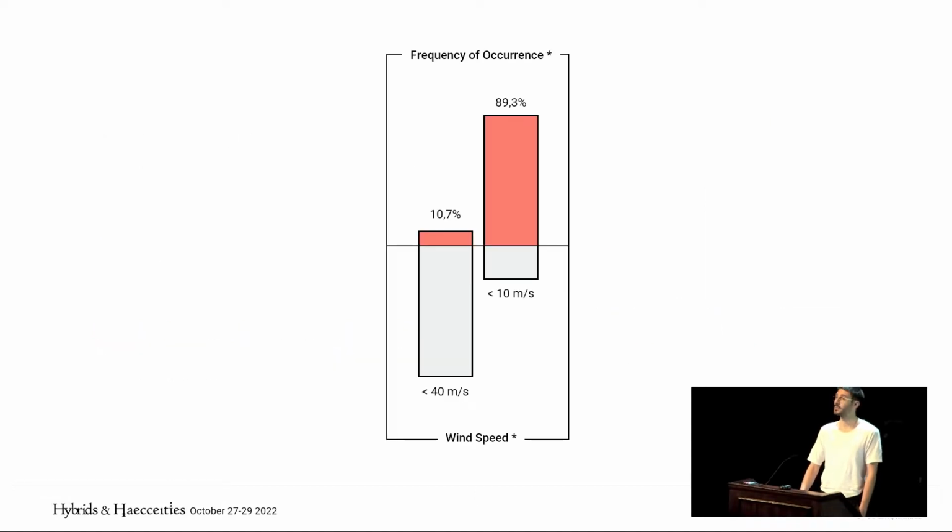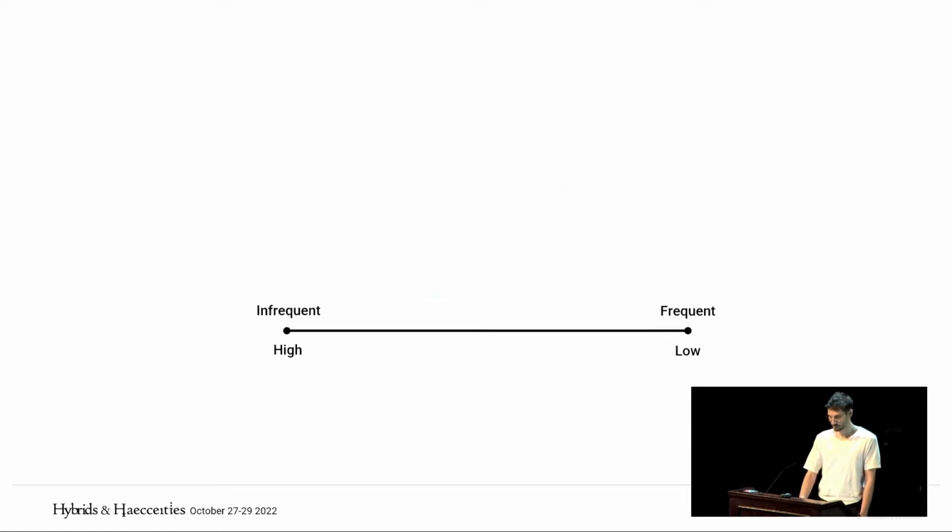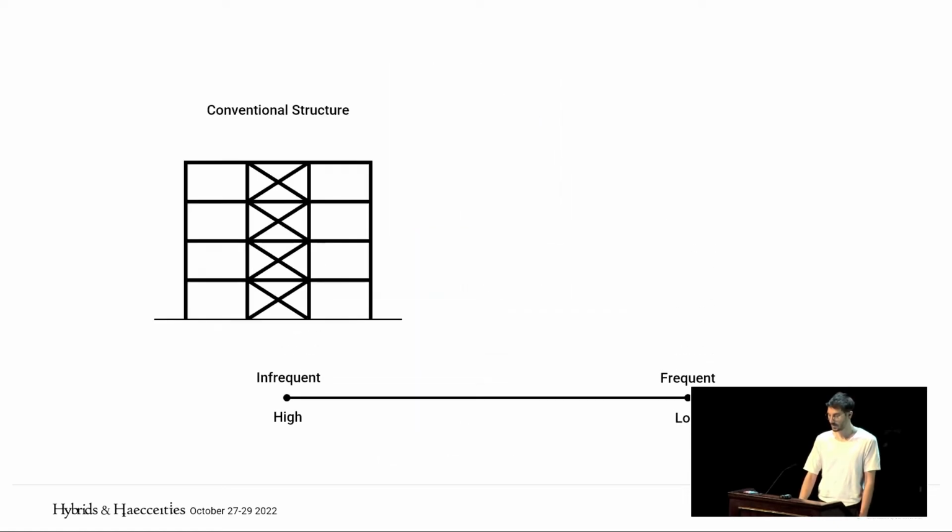To illustrate this a bit more tangibly, we could take a look at wind loads, which occur at different intensities and frequencies, whereas lower wind loads are typically more frequent than higher ones. In practice, however, high and infrequent loads are typically those that govern structural design, resulting in structures that are underutilized for most of their service life.